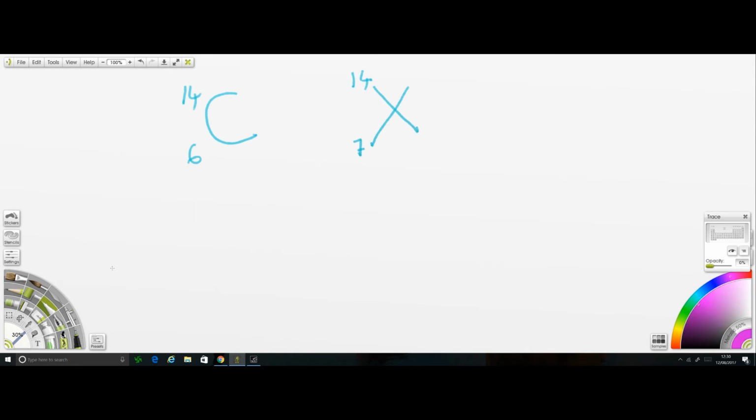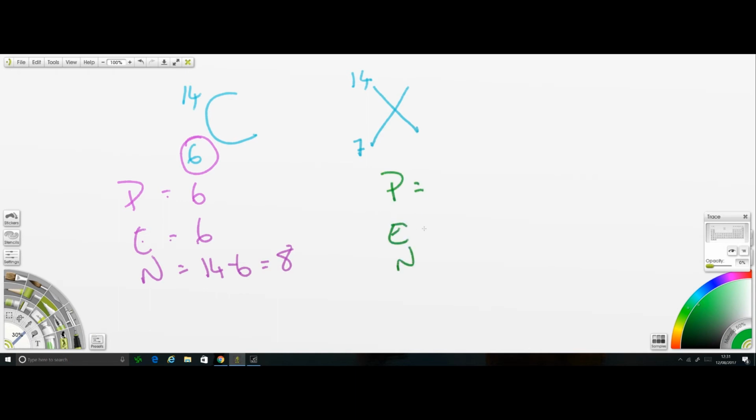So let's look at this. If I do the PEN number for this, PEN, so how many protons do I have? I've got 6. How many electrons? Same number. How many neutrons? It's 14 take away 6, which is 8. Now let's do the PEN number for this one here. I've got PEN. How many protons do I have? I've got 7. How many electrons do I have? Well, it's the same number, the bottom number. And how many neutrons? It's 14 take away 7, which is 7.